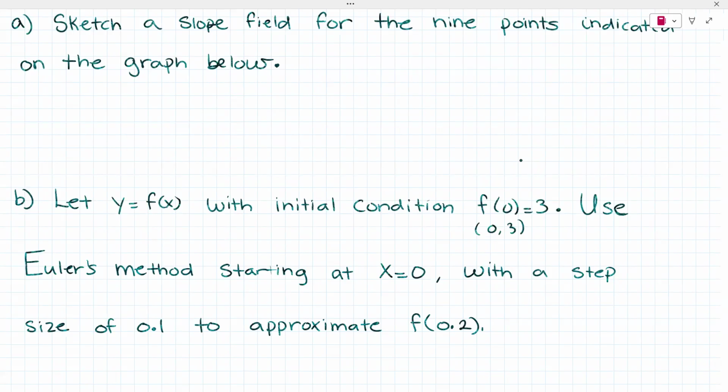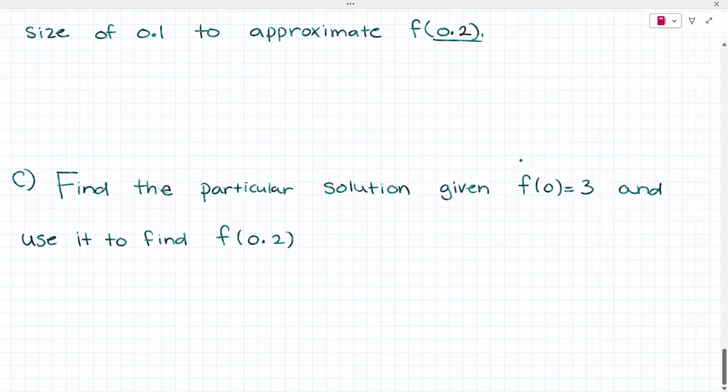Use Euler's method starting at x equals 0 with a step size of 0.1, that's the same thing as your delta x. And you want to find f of 0.2, or what is the y value when the x value is 0.2. And then part C says, find the particular solution given f of 0 equals 3 and use it to find f of 0.2.